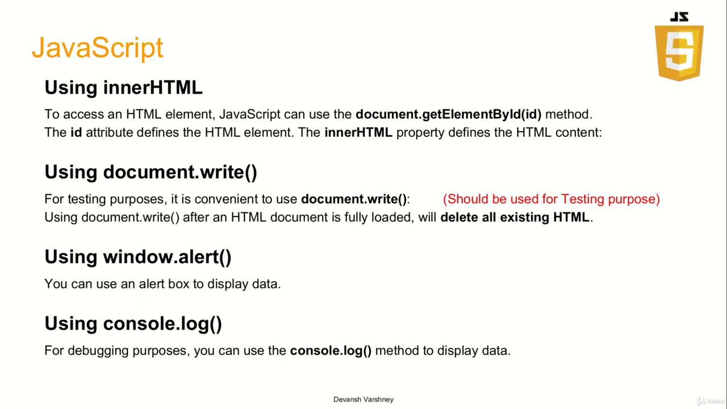We have seen innerHTML with document.getElementById. Now document.write is basically for testing purposes, if you want to test whether your web page is going well or not. Then, as I have discussed, the alert box and console.log. I'm going to show you how to use the console part in your web browser. So now let's go and see some examples.